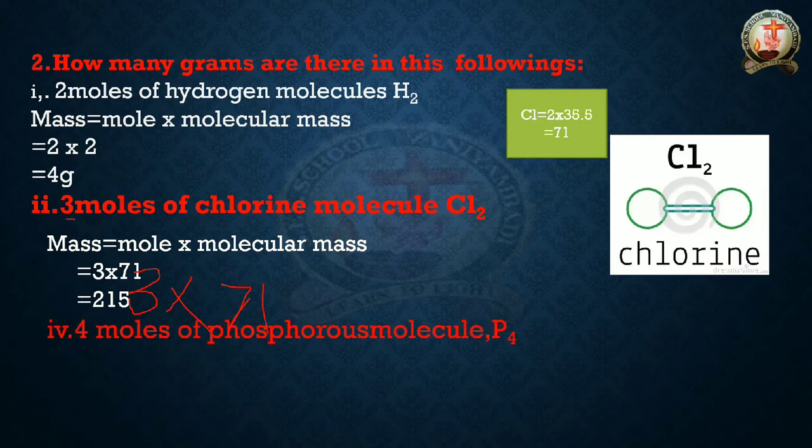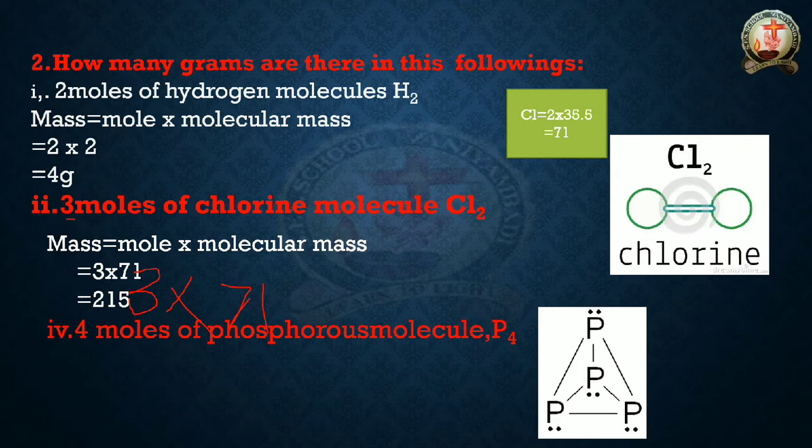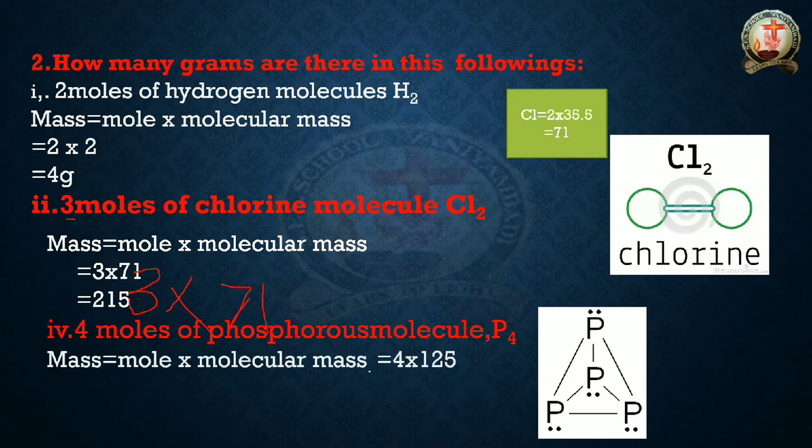Next I am going to show the 4 moles of phosphorus molecule. In the phosphorus structure, 4 phosphorus atoms combine to make 1 phosphorus molecule. Only 1 mole of phosphorus is equal to 124. This total value is 124. So they are giving 4 moles. The moles 4 into the molecular mass of phosphorus, 124. What do we get as the answer? 496 grams. See here I missed the gram, so don't forget, I am putting gram here.